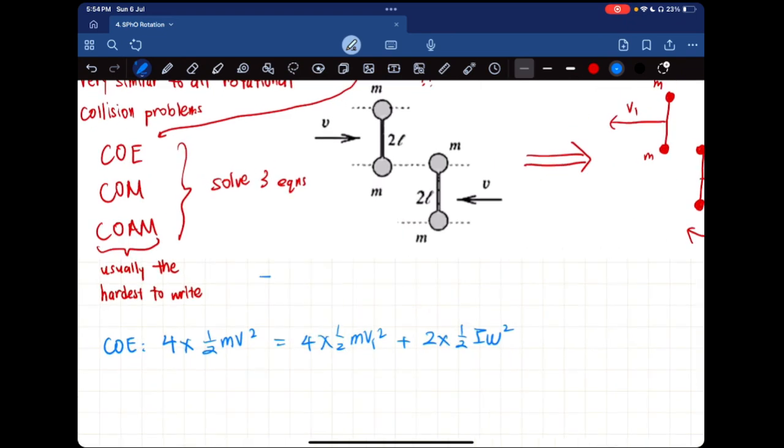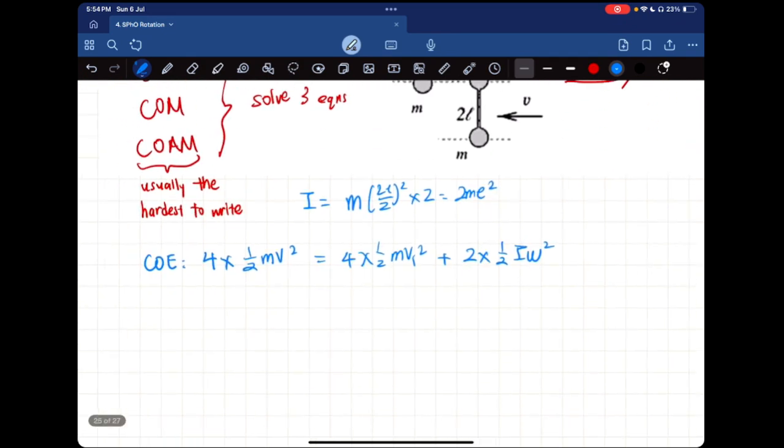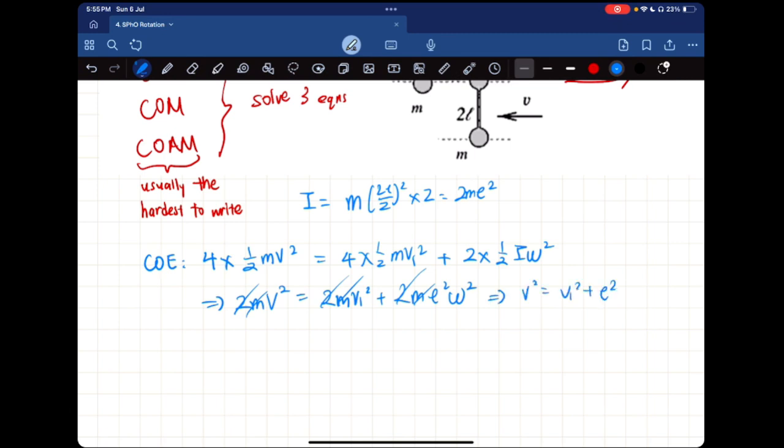Okay, at this point, it might be useful to just find what I is. I is m times (2L over 2) squared times 2, which is 2ml squared. So this will simplify to half mv squared equals 2mv1 squared plus 2ml squared omega squared. Now let's cancel the 2, cancel the m. So V squared equals V1 squared plus L squared omega squared. This is what we got from COE.